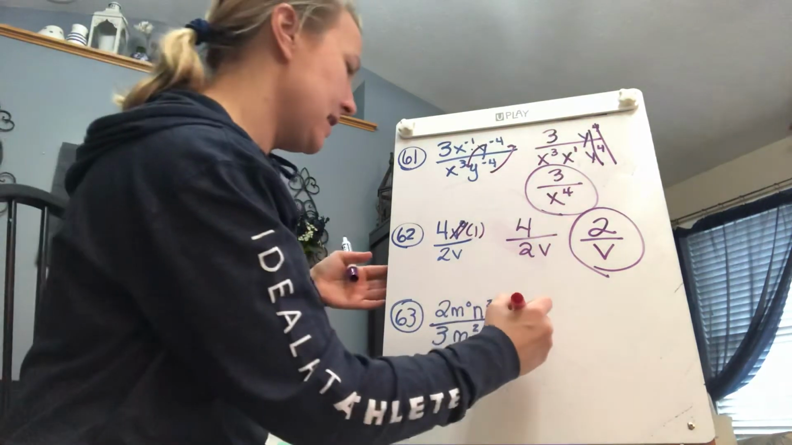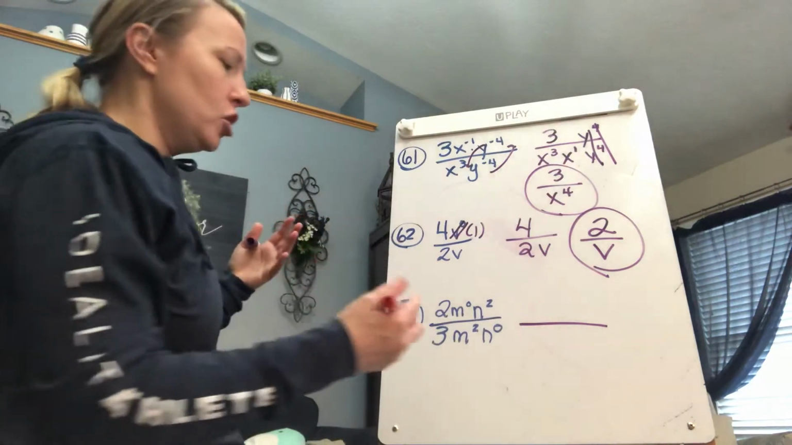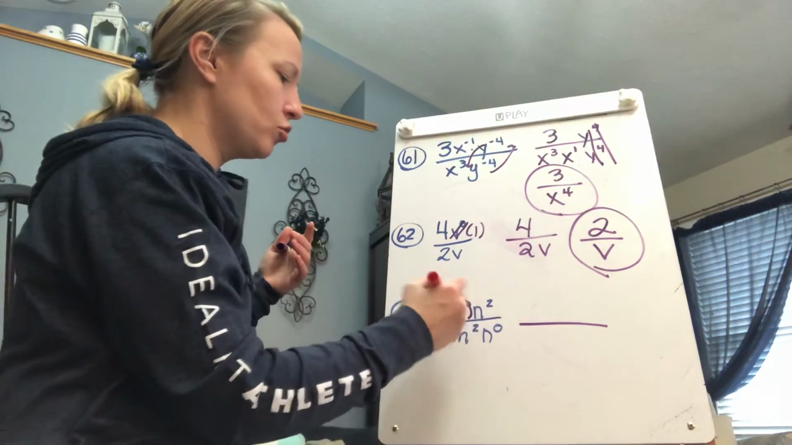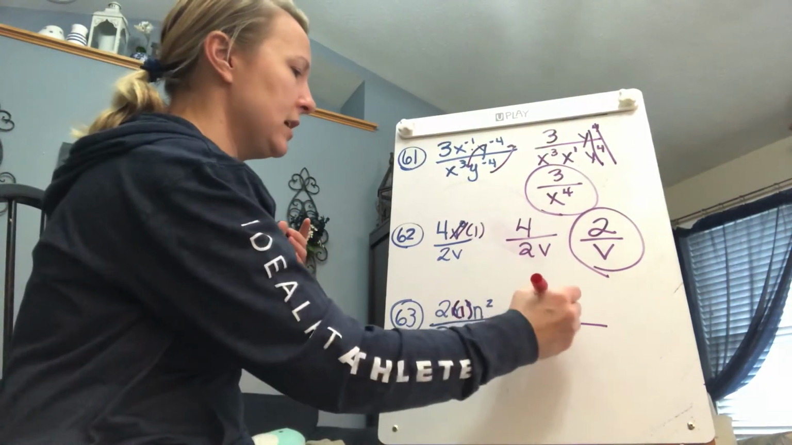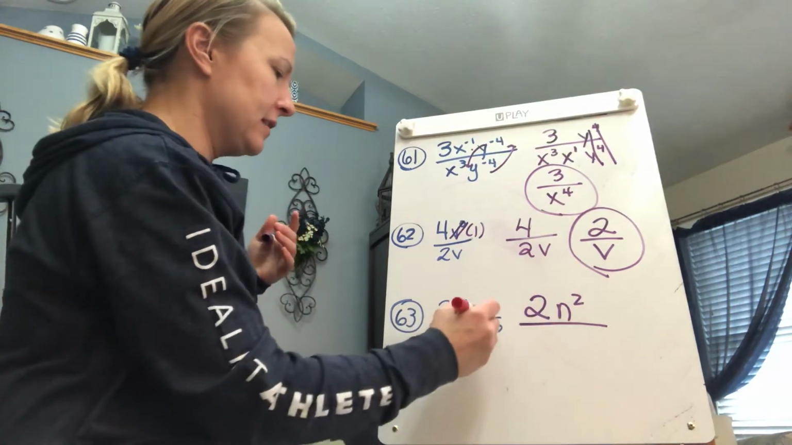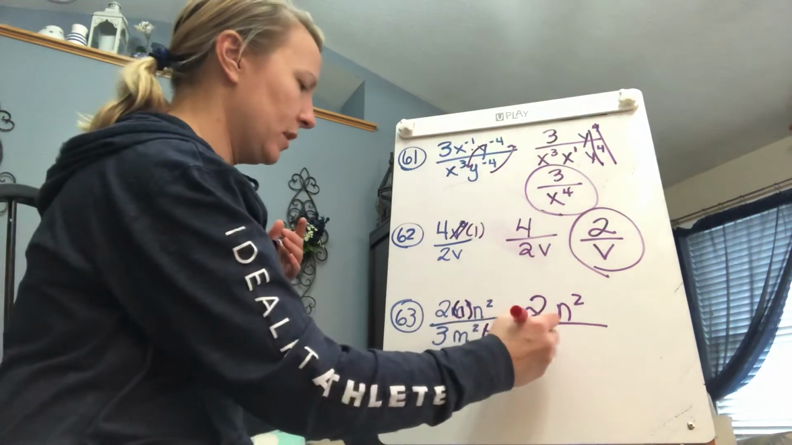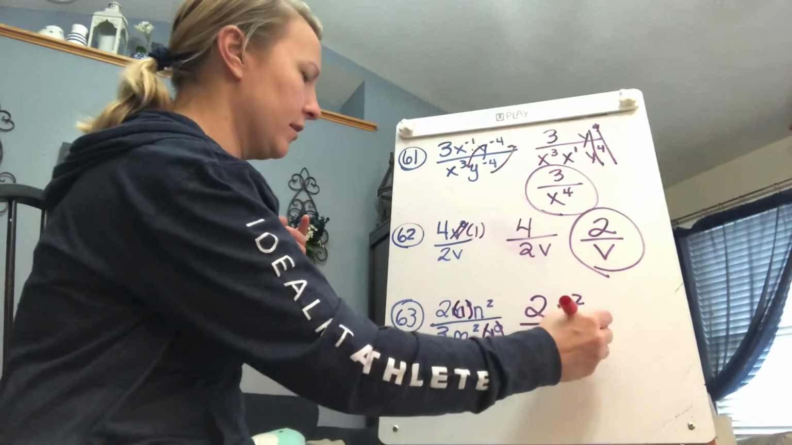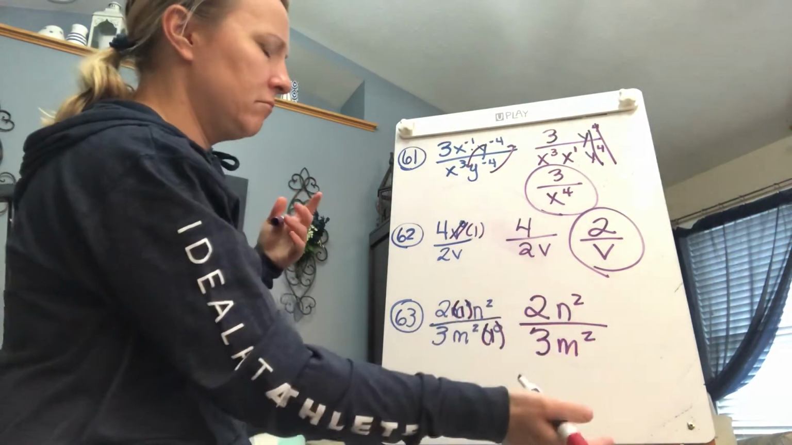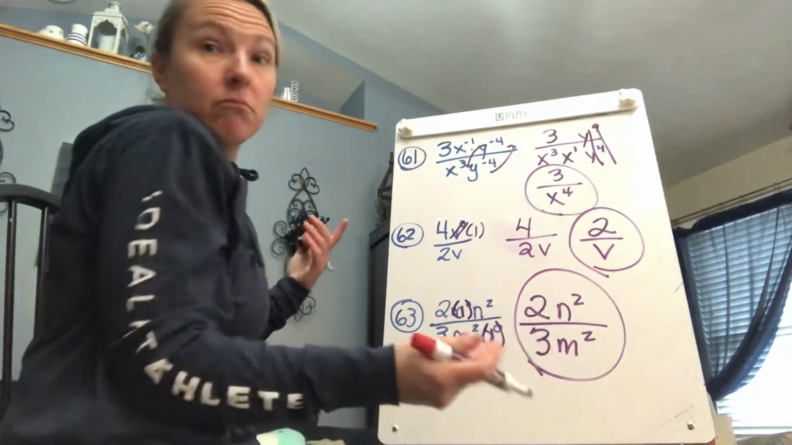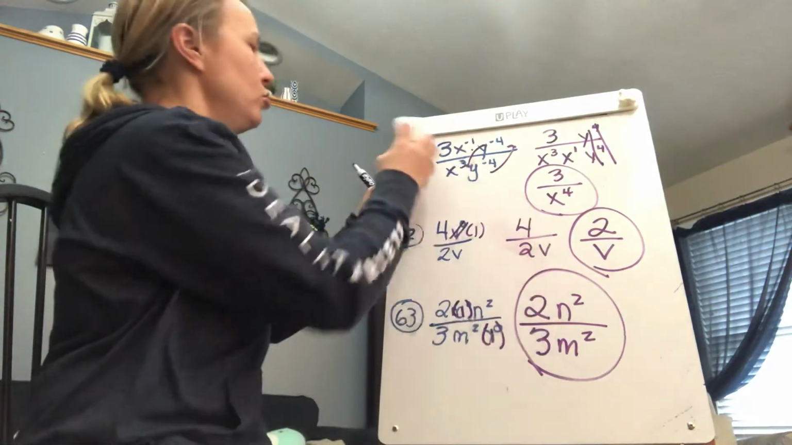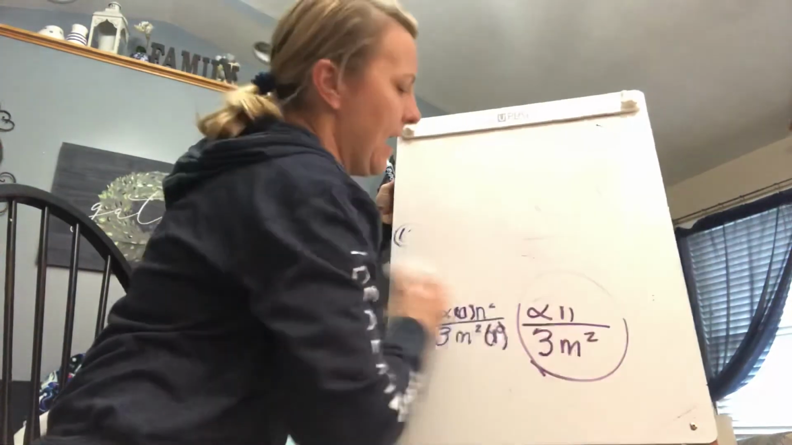This guy, I have no negative, I have a bunch of zeros. So this is like a 1, so 2 times 1 gives me 2, n to the 2. And this guy's like a 1, so 3 times 1 gives me 3m squared. And then nothing. You're done. That's it. Okay, let's do 64 and 65.